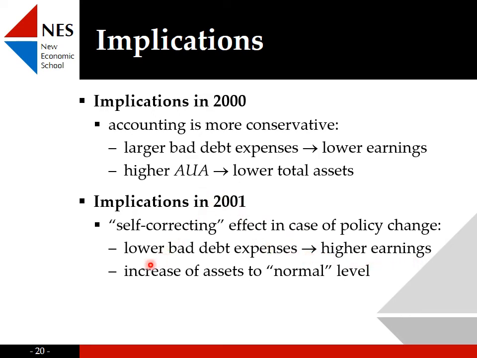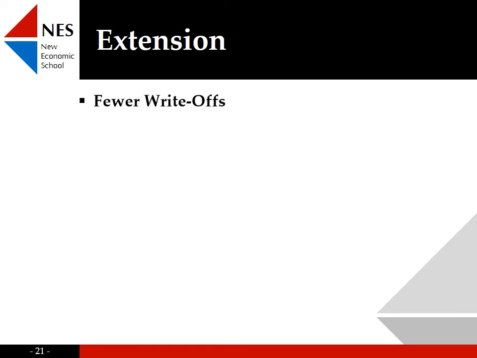In addition to that, the assets on the balance sheet will revert to the normal level. So they would be depressed in year 2000, and then in year 2001 they will revert to the normal level. So in this sense, the balance sheet method is automatically self-correcting. If you overstate your allowance in one year, there will be less need for additional expenses in the coming year, and the effect will cancel out.